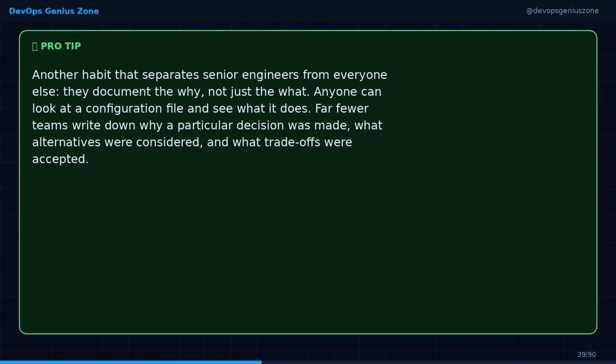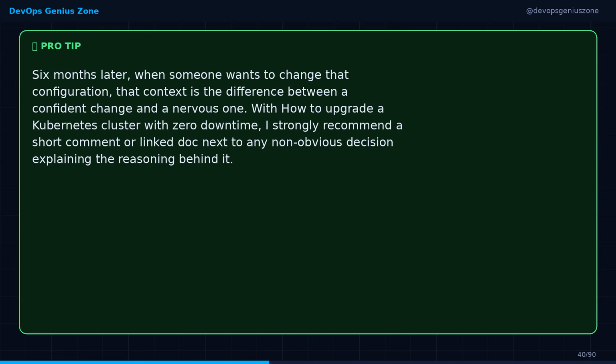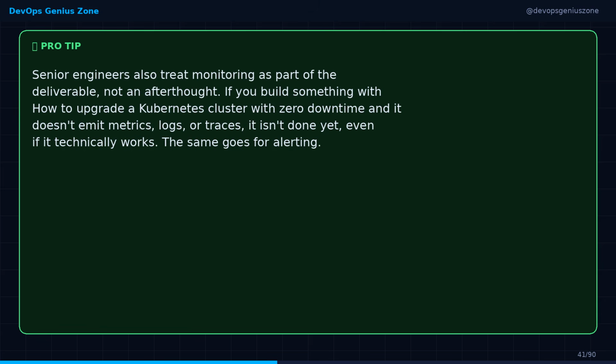Senior engineers also treat monitoring as part of the deliverable, not an afterthought. If you build something with how to upgrade a Kubernetes cluster with zero downtime and it doesn't emit metrics, logs, or traces, it isn't done yet, even if it technically works. The same goes for alerting. A senior engineer doesn't just want to know something broke. They want to know it broke before a customer notices, and they want the alert to point clearly at the likely cause instead of just saying something is wrong somewhere.